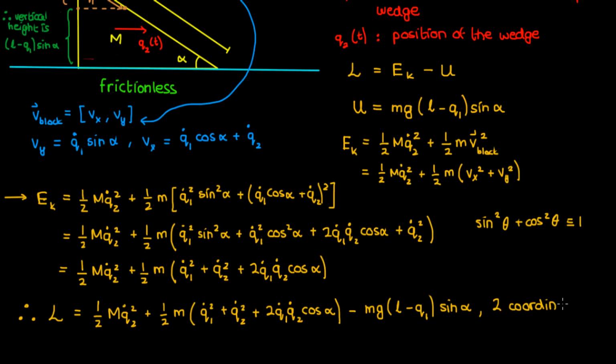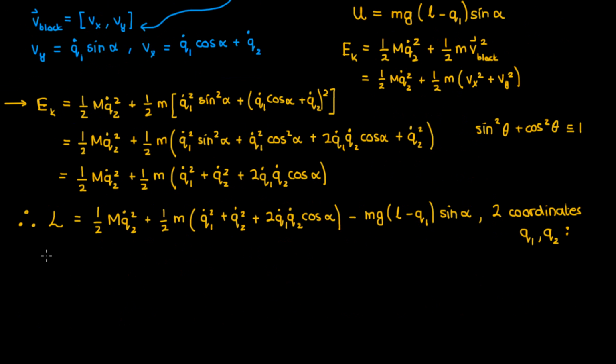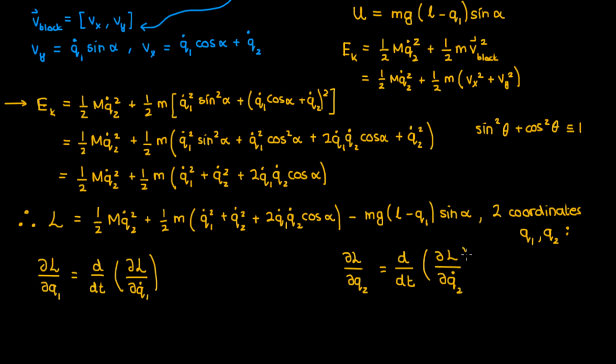This Lagrangian has two coordinates, q1 and q2, so in order to determine the equations of motion of the system, we need to solve two Lagrange equations. One Lagrange equation for q1, and a second Lagrange equation for q2. Let's now solve these Lagrange equations, starting with q1.